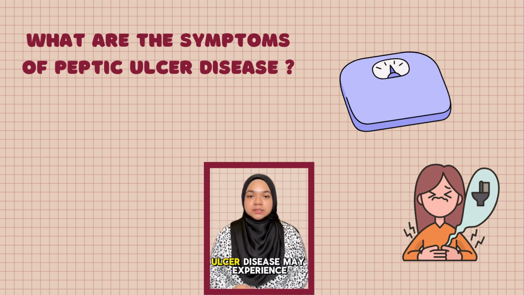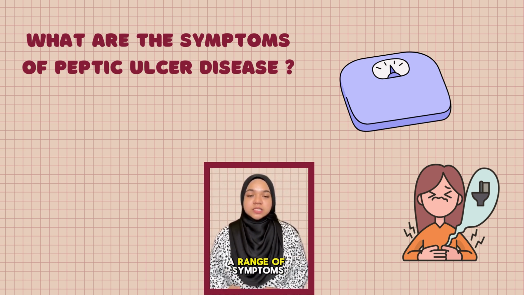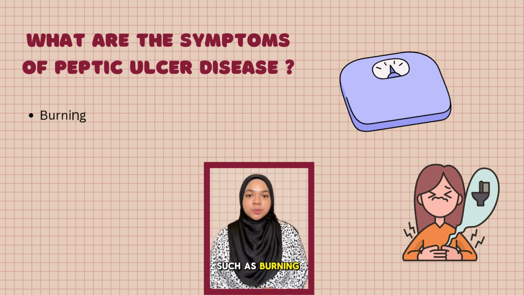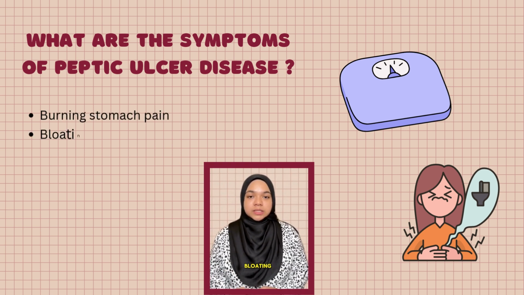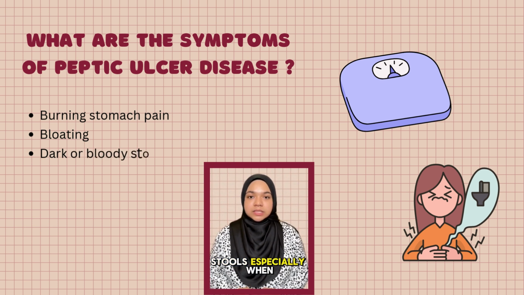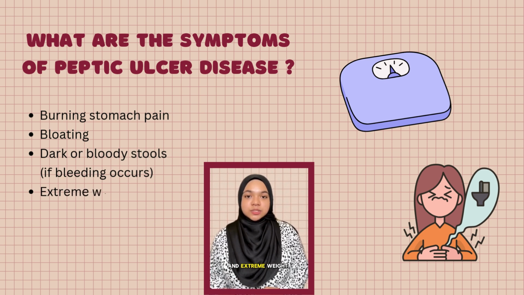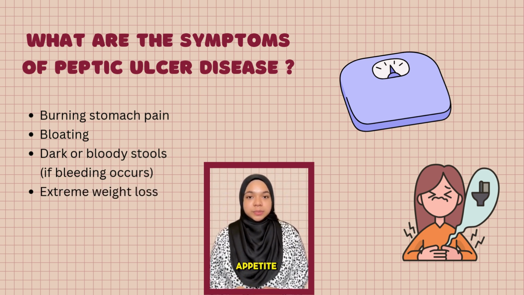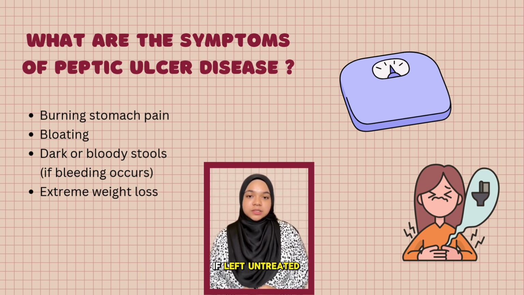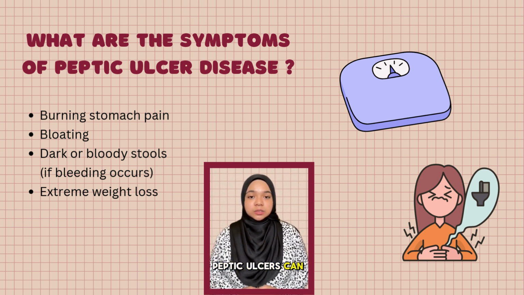What are the symptoms of peptic ulcer disease? People with peptic ulcer disease may experience a range of symptoms such as burning stomach pain, bloating, dark or bloody stools, especially when bleeding occurs, and extreme weight loss due to loss of appetite. If left untreated, peptic ulcers can lead to serious complications, so early diagnosis and treatment are essential.